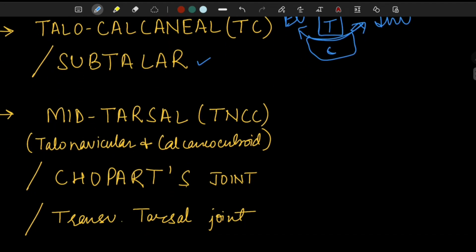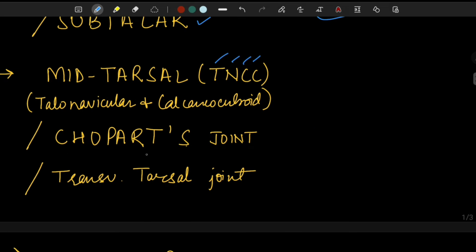Next joint is the mid-tarsal joint, commonly called TNCC, the talonavicular and calcaneocuboid joint, also commonly called the Chopart joint, due to the eponym of the Chopart amputation occurring at this level, or the transverse tarsal joint. Now the movements occurring here are adduction and abduction.